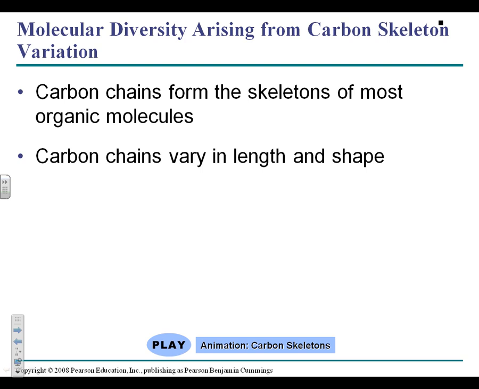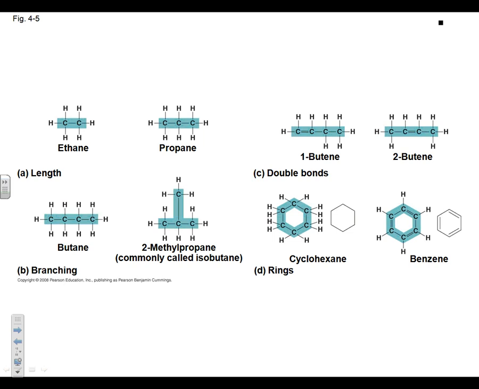Molecular diversity arising from carbon skeleton variation. The way the carbons are arranged can vary. They can vary in length and they can vary in shape. For instance, we've got a chain of carbon atoms where the carbons that are centrally located form chains. Those chains can have single bonds or they can have double bonds. But the bottom line is that they are in chains. Carbons can also branch. So here we've got the chain, but all of a sudden now your carbon tends to branch. And actually, the way that the carbons are situated determines the compound that it is. This particular one is butane, and this one is methylpropane.